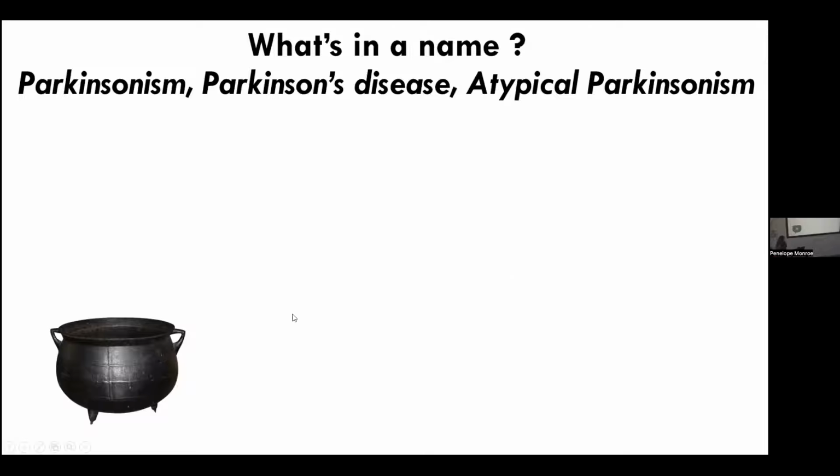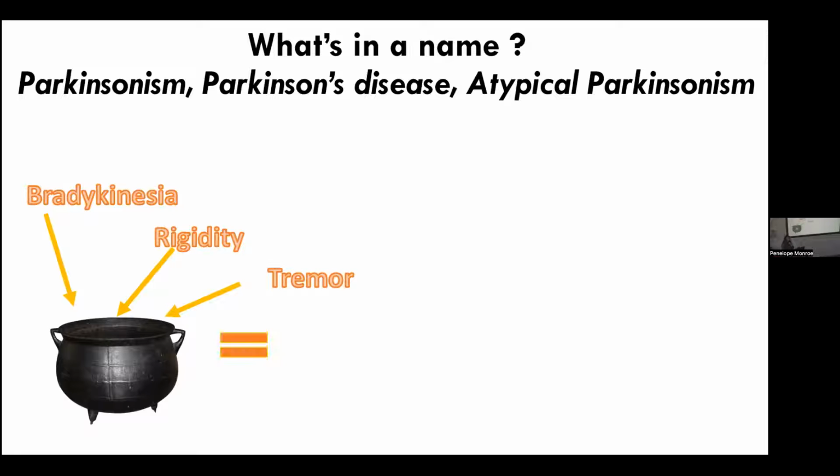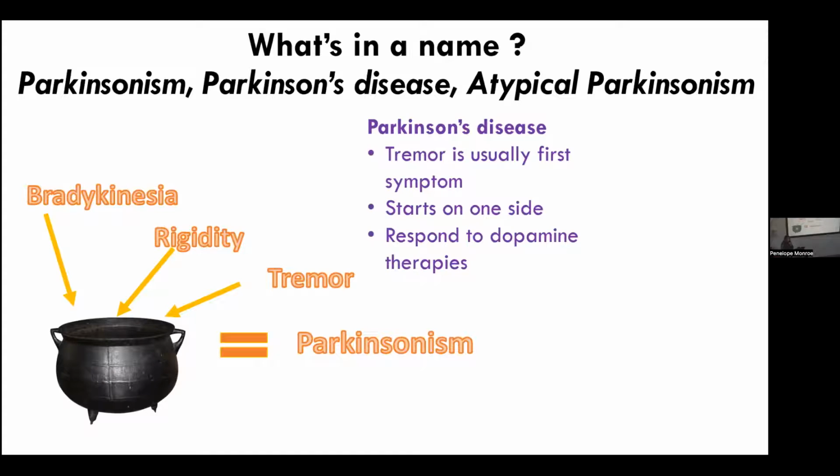So in the melting pot of neurology, basically, if you put in bradykinesia, and then if you put in rigidity, that's enough to say someone's got Parkinsonism. And then they may or may not have tremor. So in Parkinson's disease, they have Parkinsonism, but usually they start off with tremor, and you've got a prelude of several years of tremor. Sometimes they come to attention early, and sometimes it's about 5 years.